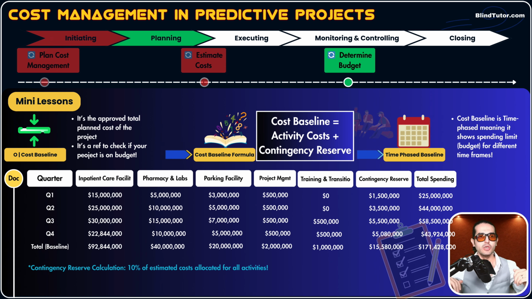Okay, for quarter 2, we promise to our stakeholders, to the sponsor, that we won't spend more than $25 million on activities related to inpatient care facilities. So cost baseline is our promise to stakeholders that we won't spend more than this amount. And remember, guys, as with the scope baseline and schedule baseline, cost baseline also is used in the control cost process, the next process, as a reference point. So we compare the actual cost that we are spending with this reference point, this cost baseline. That's why it is very important.